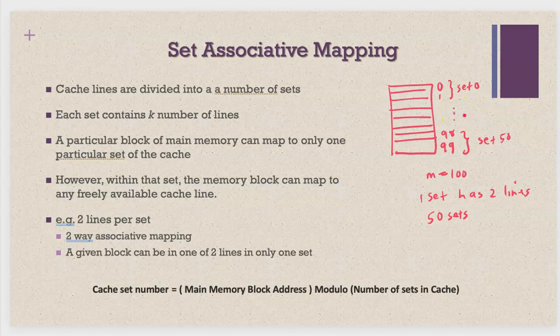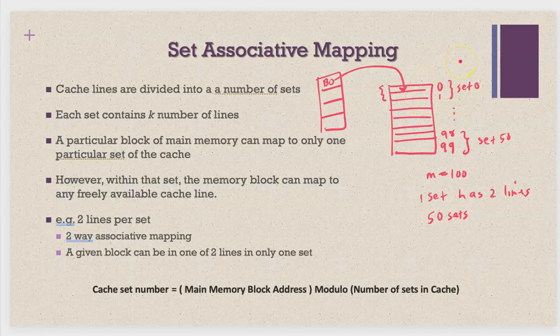Okay, so a particular block of main memory can map to only one particular set of the cache. Your block has been decided which set it can be mapped onto. Let's say block 0 can only be mapped onto set 0, but it has the freedom to choose either line 0 or line 1, because you have these 2 options within set 0.